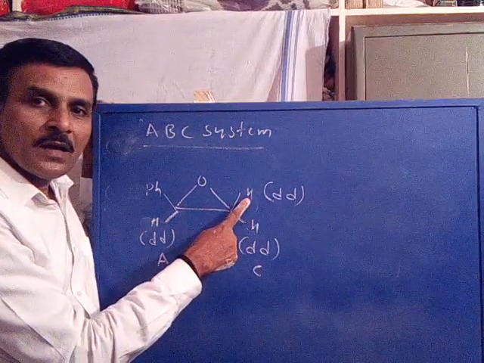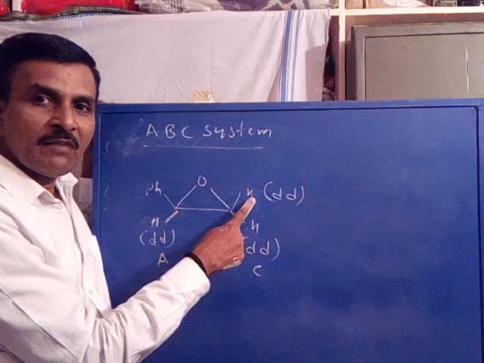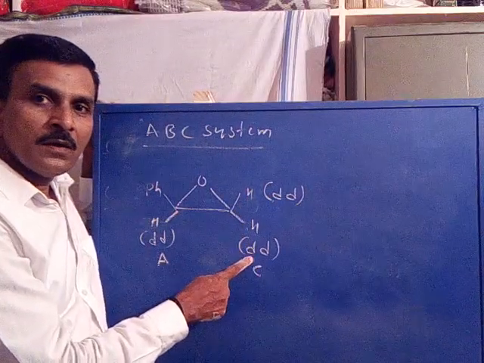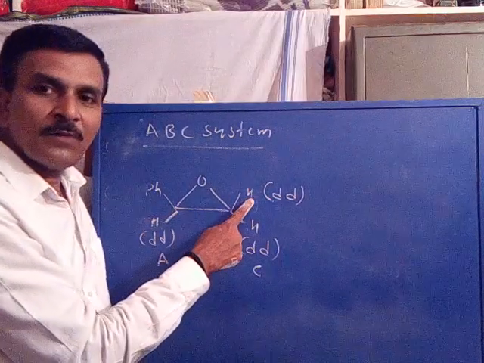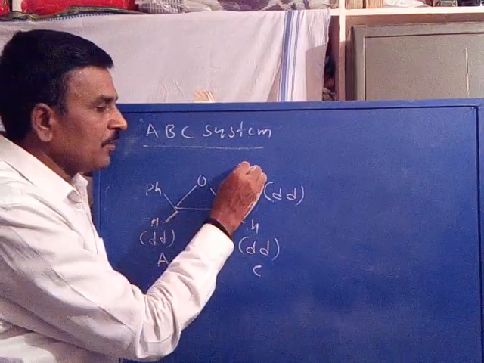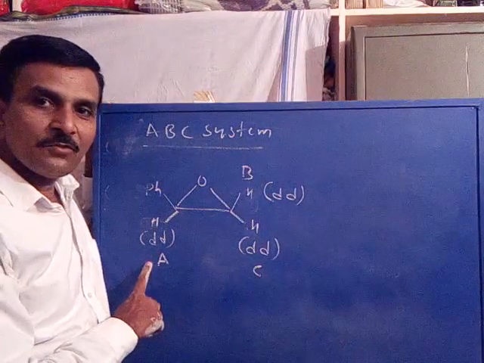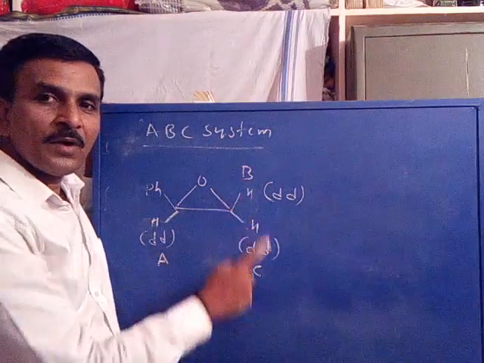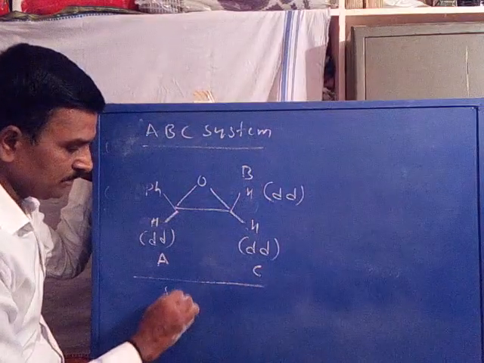Now this is the proton cis to the phenyl group. It has somewhat more delta value when compared with this proton and less delta value when compared with this proton. That is, this proton has moderate delta value, therefore it comes under B. Now A has one proton, B has one proton, C has one proton. So this comes under ABC system.